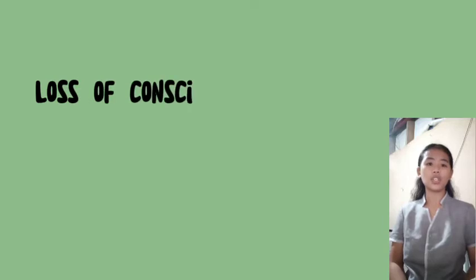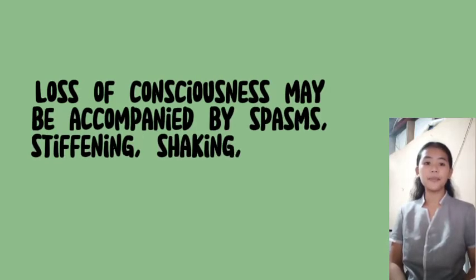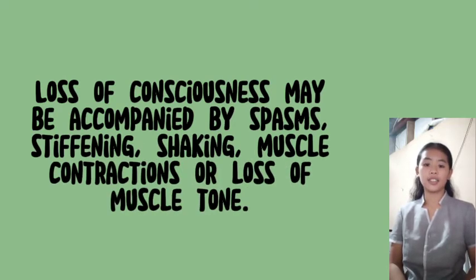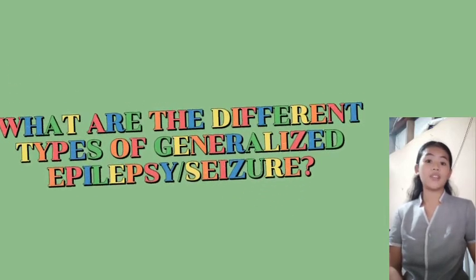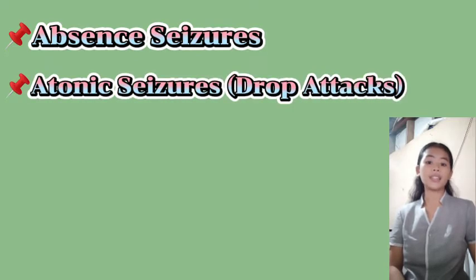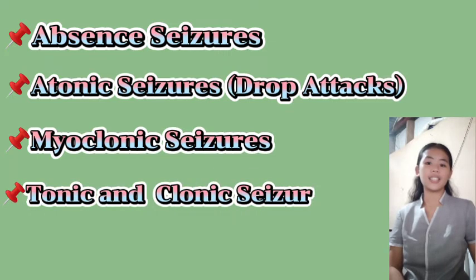Loss of consciousness may be accompanied by spasms, stiffening, shaking, muscle contraction, or loss of muscle tone. So what are the different types of generalized seizures? These are the absence seizures, atonic seizures or drop attacks, myoclonic seizures, and tonic and clonic seizures.